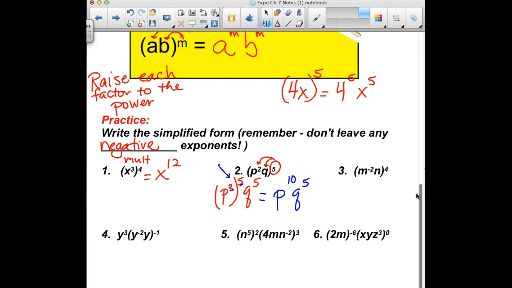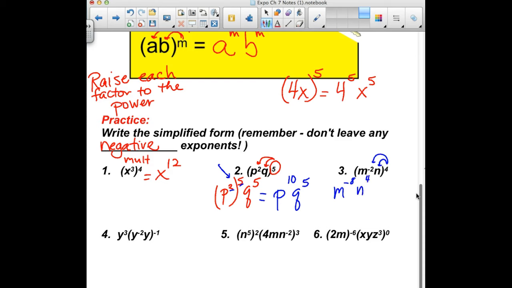All right, example 3. Very similar to example 2. We need to distribute that power to both pieces. The first piece, this m, already has a power, which means we need to multiply those powers together. So we are going to have m to the negative 8 and n to the 4th.